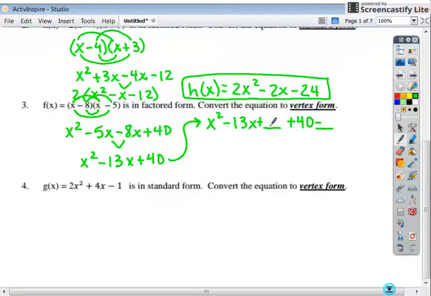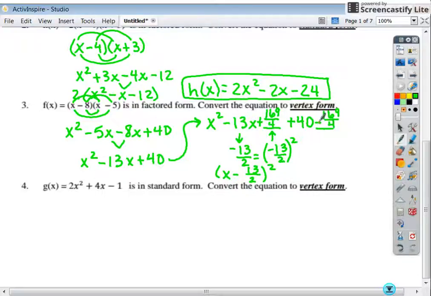All right, so to figure out what number I need to put here, I take the number in front of x, divided by 2. Now, 2 doesn't go into 13 evenly, so I'm just going to leave it as a fraction, negative 13 over 2. And then I square that number, so I get 169 over 4 here. Now, again, whatever I add here, I need to undo to maintain the balance. All right, so the first three terms here, I'm going to factor as x minus 13 over 2, quantity squared.